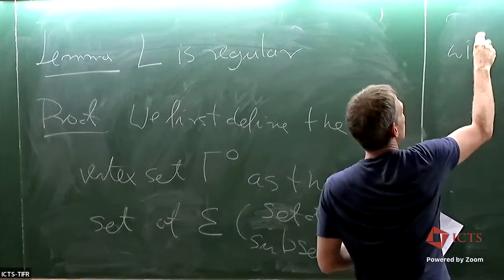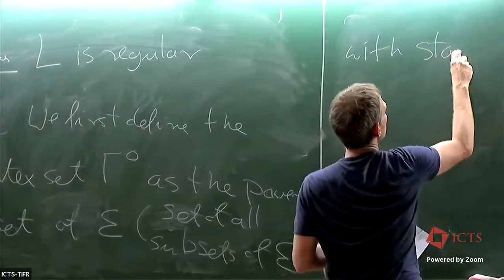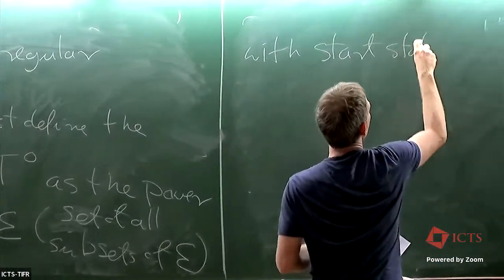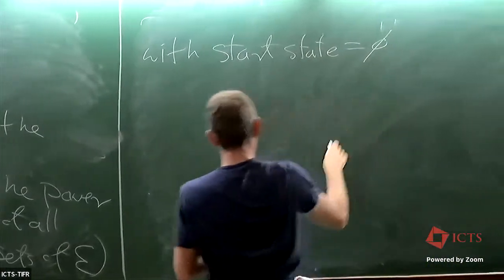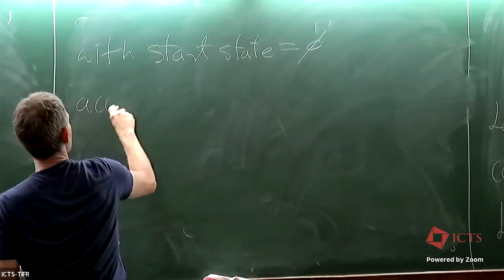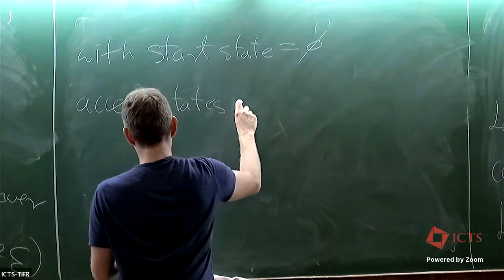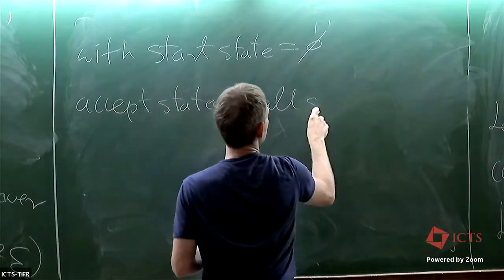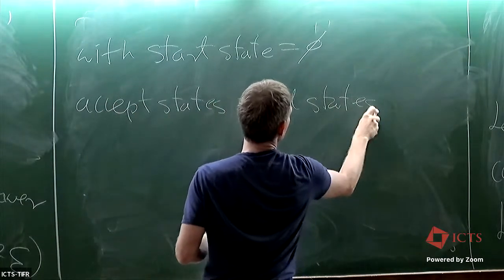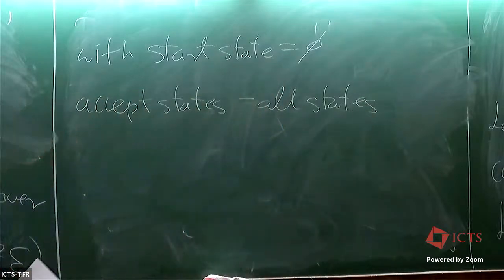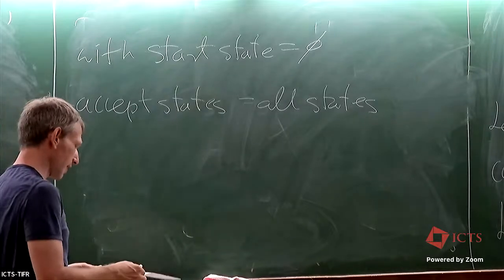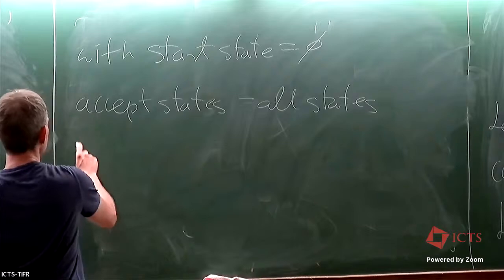And the start state will be the empty set. Accept states will be all the states. And now I need to define the edges. It will be a bit mysterious for the first 5 minutes, but then hopefully I'll be able to convince you that this is the right choice.